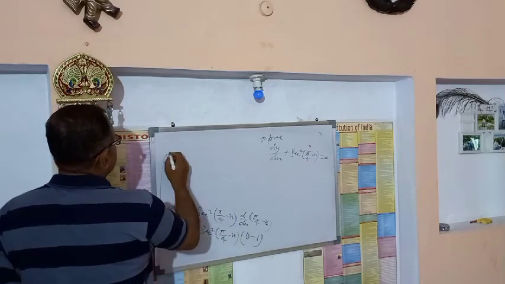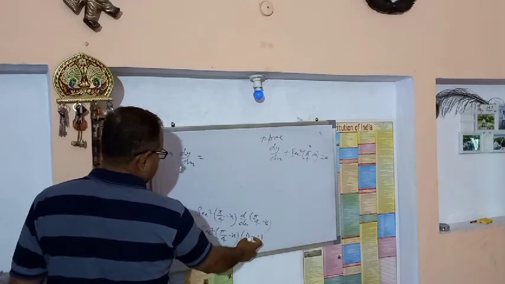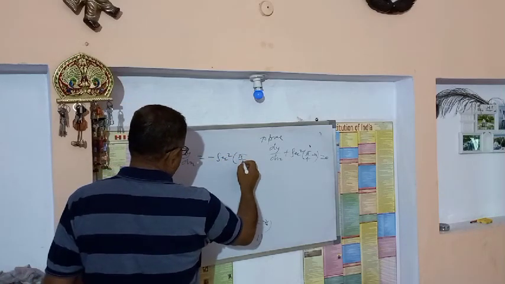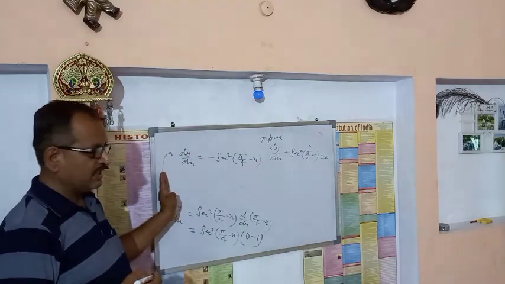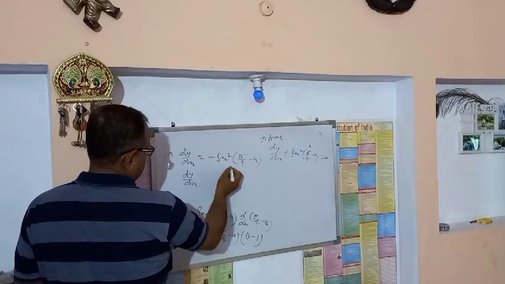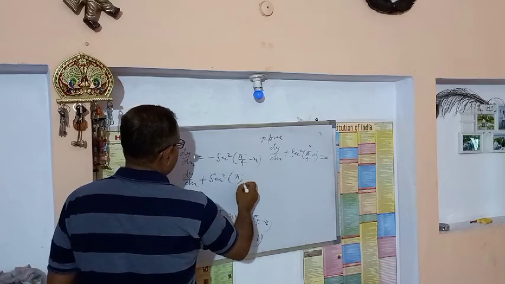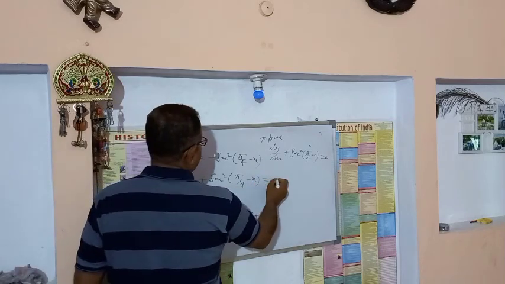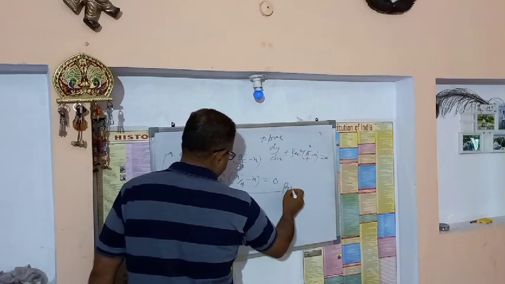So dy by dx is equal to minus sec square pi by 4 minus x. Transpose it on the left side. It will become plus sec square pi by 4 minus x is equal to 0. This result we have to prove. So it is proved.